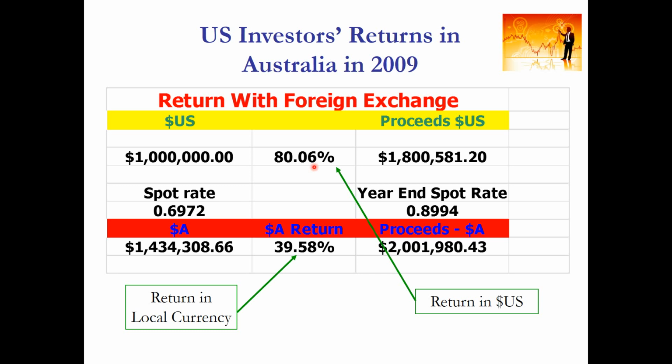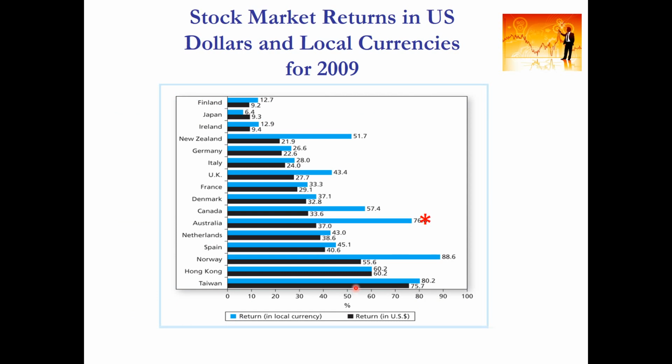However, the other side of the coin is if this Australian dollar would have depreciated against US dollar, then your return in US dollar would have been lower than the return you earn in Australian dollar. Now, not only Australian dollar appreciated against the US dollar, you can see that many other currencies were appreciated against US dollar, or US dollar depreciated against many currencies. So for all these currencies, for example, you can see Australia, it's about 80% that we have seen in the last slide. And also you can see for Norway, it's 88.6%.